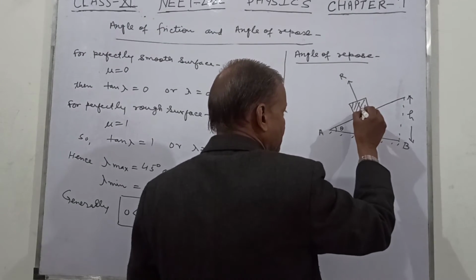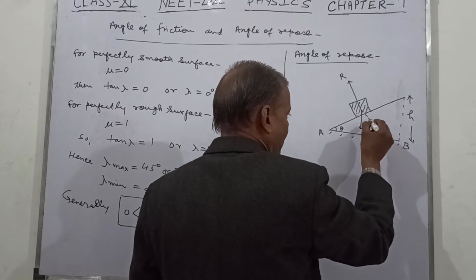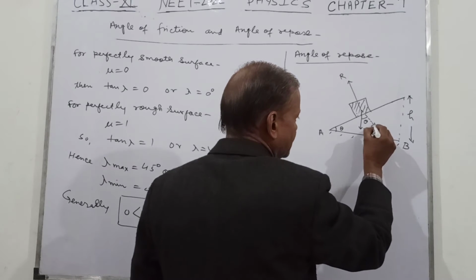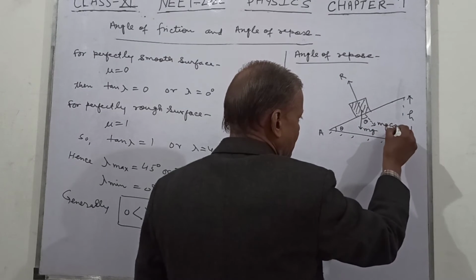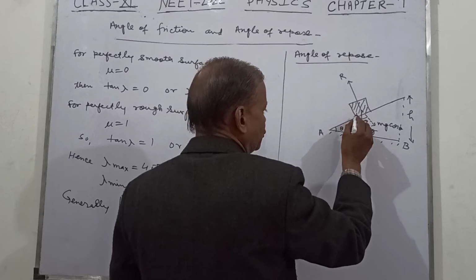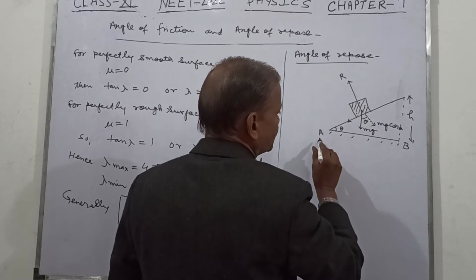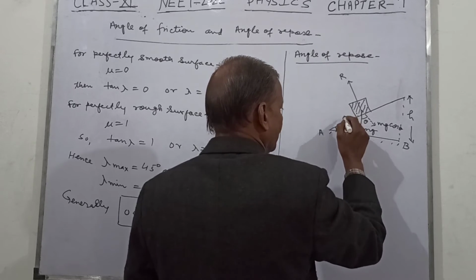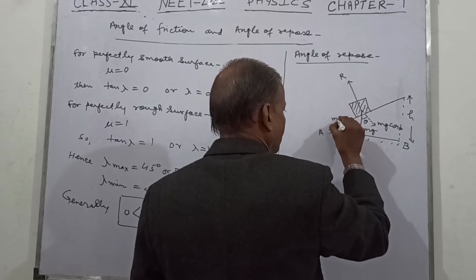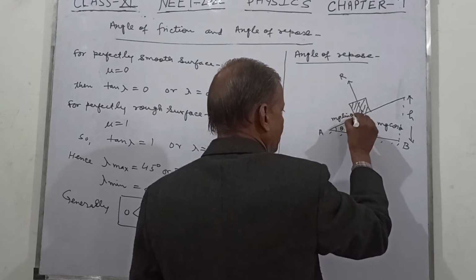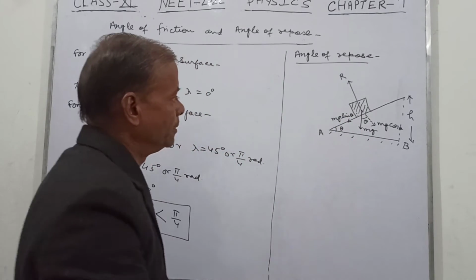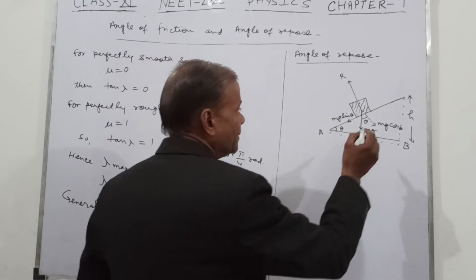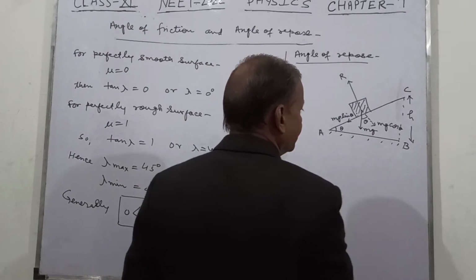So now this angle will also be angle theta. So we have mg cos theta, and towards this one we have mg sin theta. So what we have: A, B, and this is equal to C.